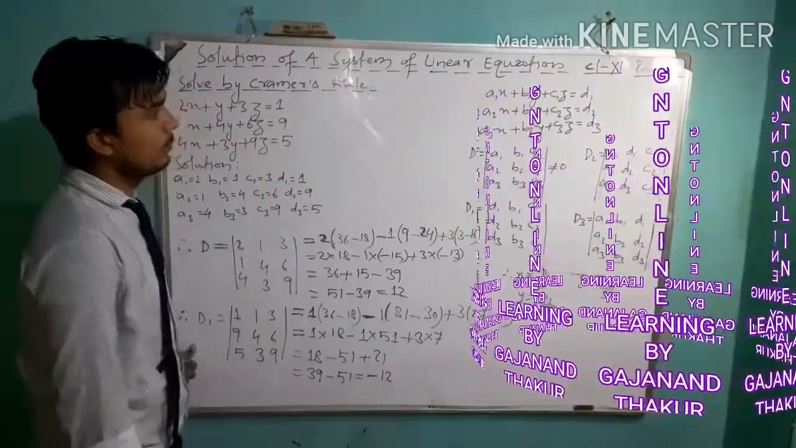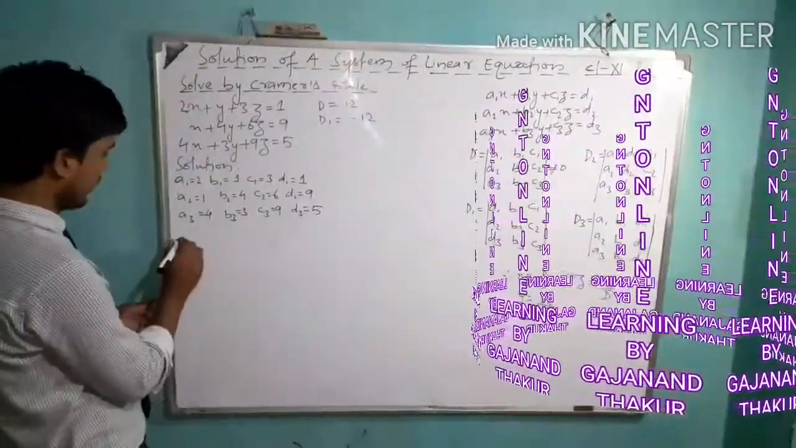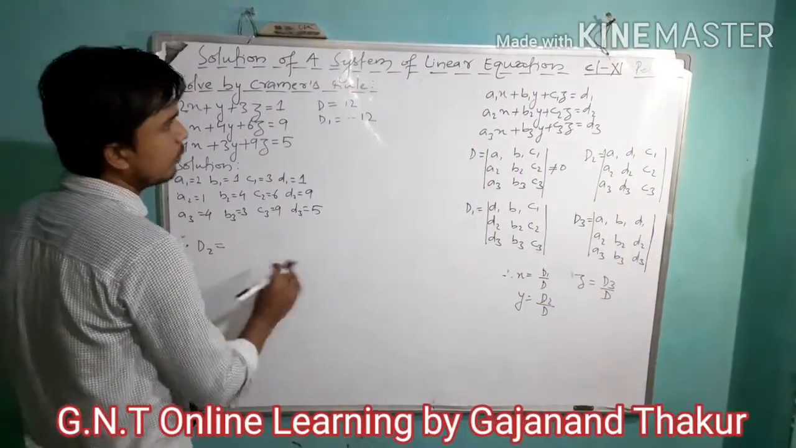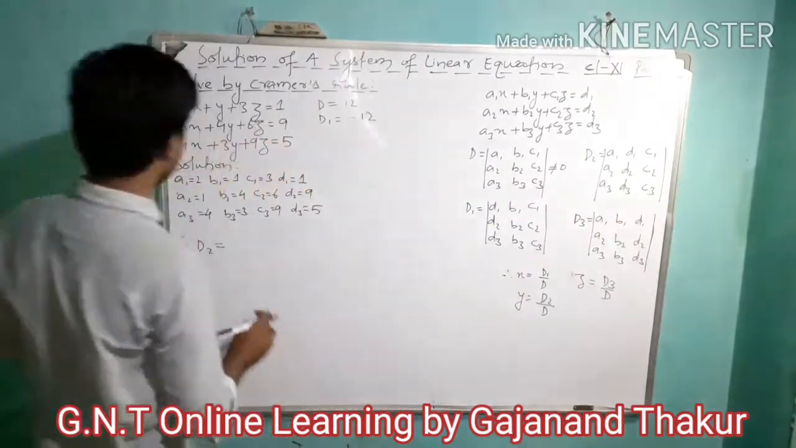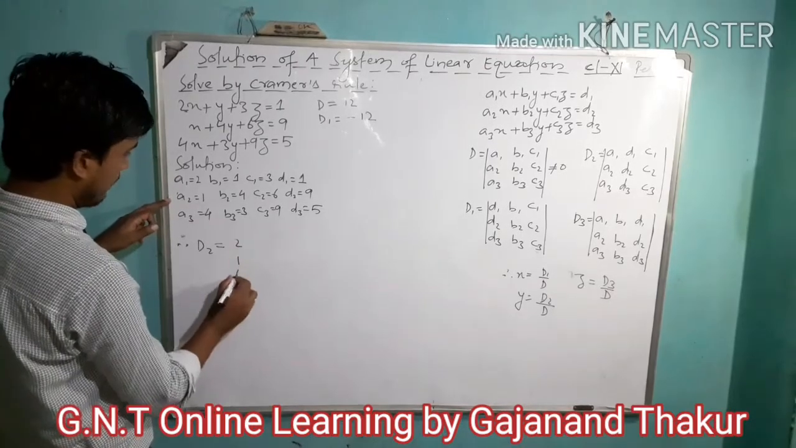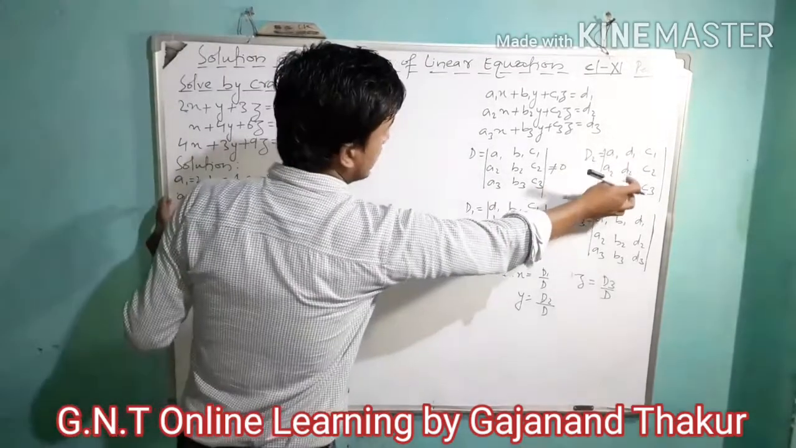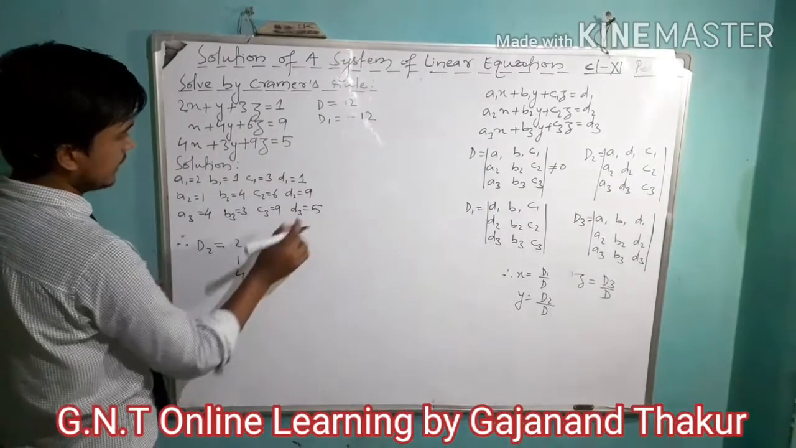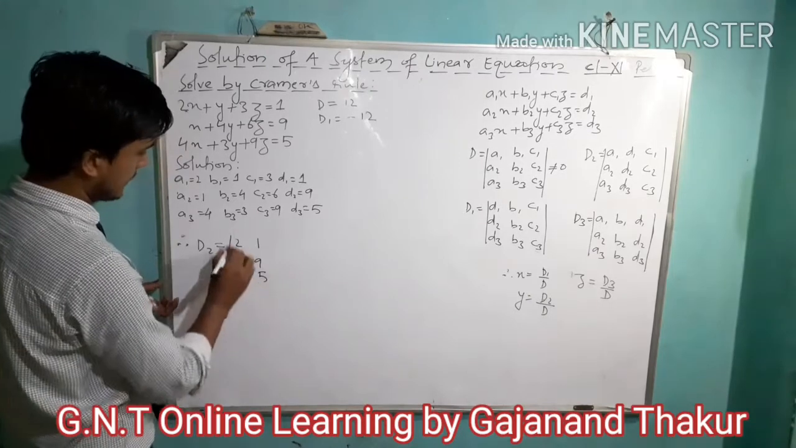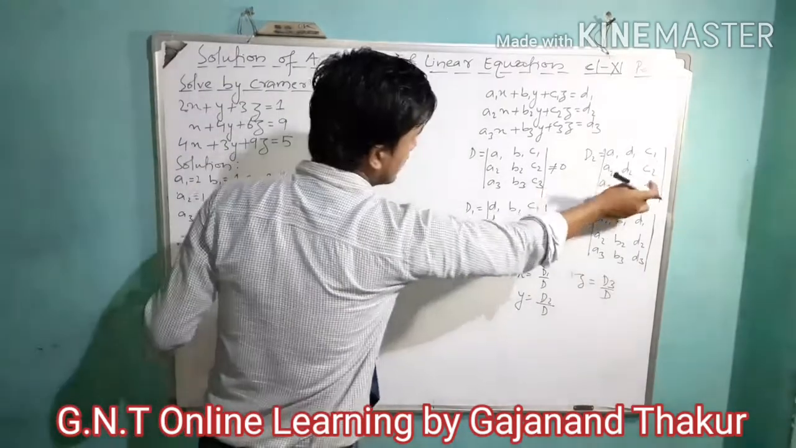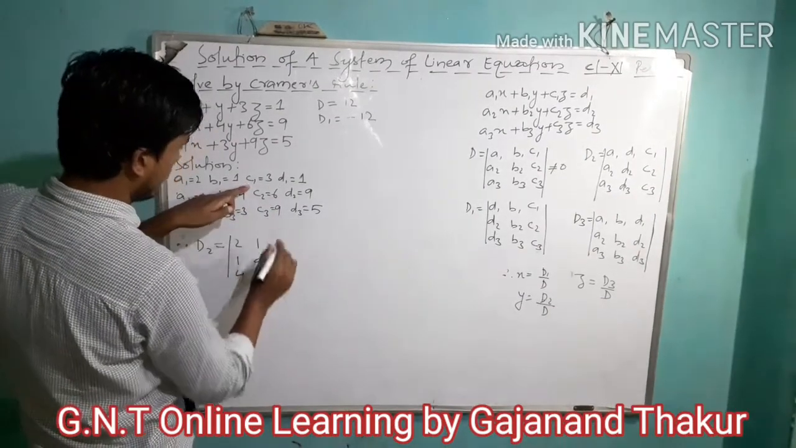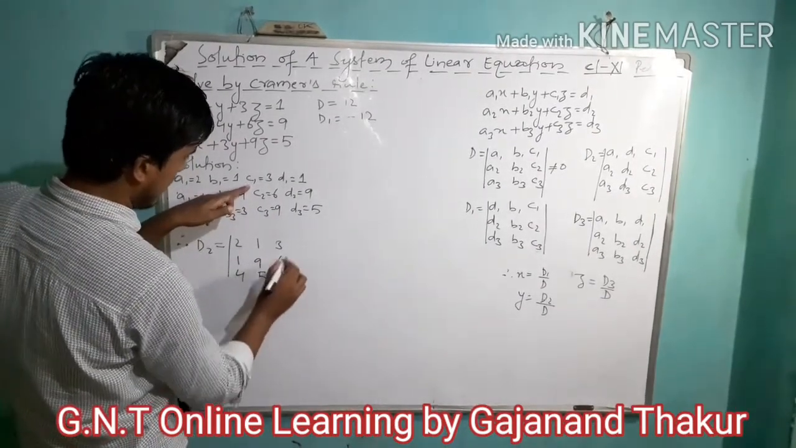Now we'll find the value of D2. So therefore D2 equals, so what do we have? We have the D2 formula: A1, A2, A3, right? So here we have A1, 2, 1, and we have here 4, right? Then we have B1, B2, B3, so here we have 1, 9, and 5, right? Then we have C1, C2, C3, so here we have 3, then 6, then 9, right?